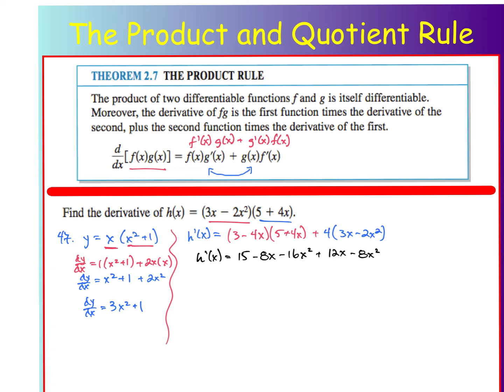All right. And then we need to combine like terms. So I end up with h prime is equal to how many x squareds? Negative 24x squared. And then how many x's? Plus 4x. And then plus 15. All right. And so there is my derivative using the product rule.